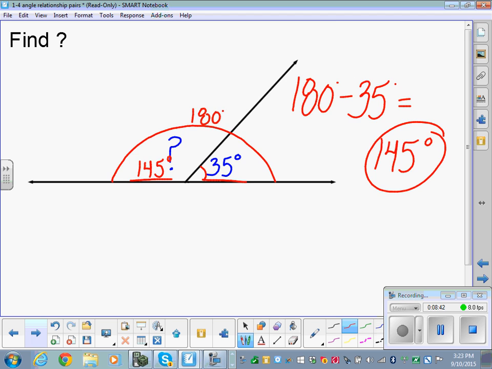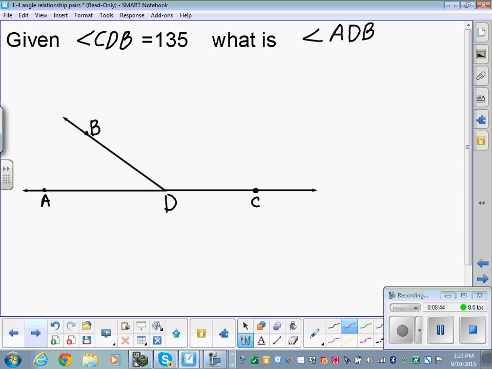All right, next one. Given angle CDB is equal to 135 degrees, what is angle ADB? So angle CDB is C, then to D, then to B. That's going to be that angle. We were given it's 135 degrees. So if that's 135 degrees, what's angle ADB? So we're looking for this angle, question mark. Now we have to set up a true statement. I'm not going to draw that the same as that. Those are different, okay?